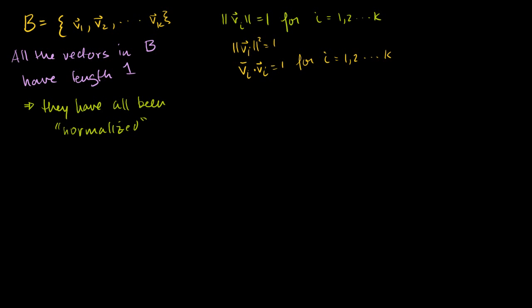And then the next interesting thing about my set B is that all of the vectors are orthogonal to each other. If you dot a vector with itself, you get length 1. But if you take a vector and dot it with any other vector, if you take vi and dot it with vj, so if you take v2 and dot it with v1, it's going to be equal to 0 for i not equal to j. All of these guys are orthogonal.